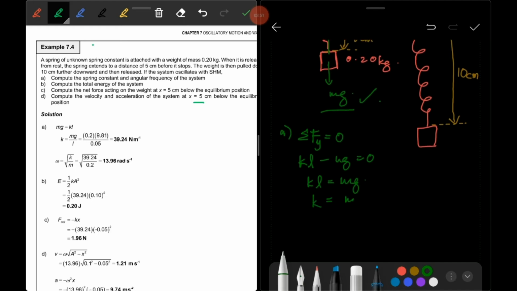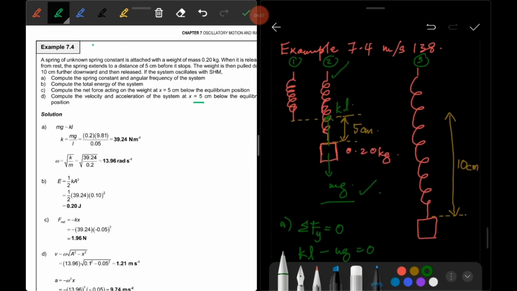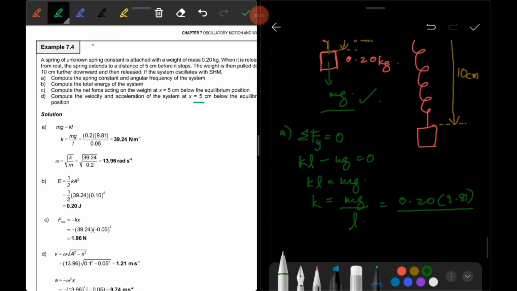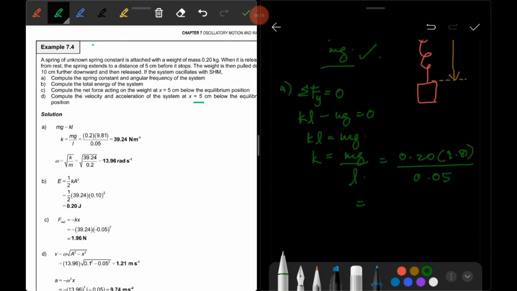From here, you can calculate the spring constant. k is equal to mg divided by l. Here, m is 0.20, times 9.81, divided by l, which is 5 cm, that means 0.05 m. When you calculate, you will get k equal to 39.24 newton per meter. That is the spring constant.